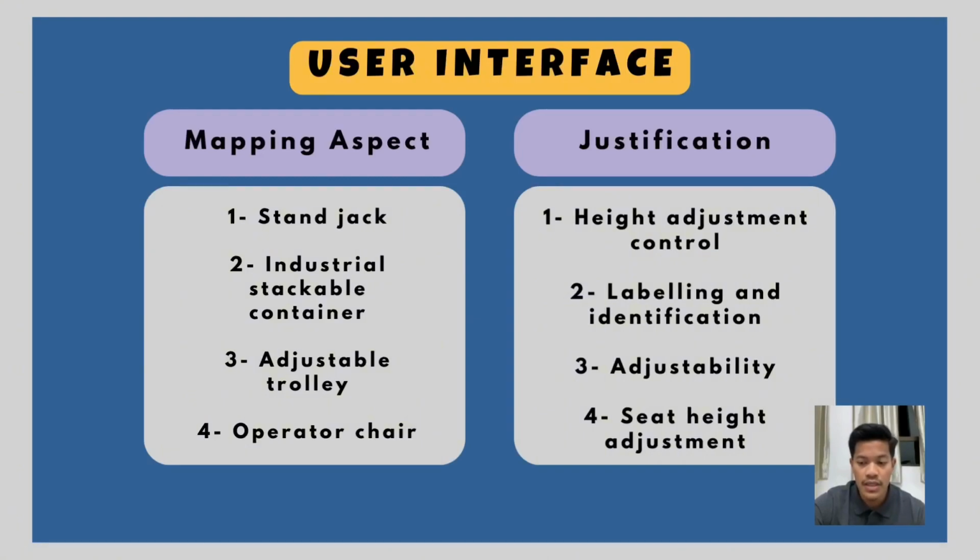The third is the adjustable trolley, with adjustability. An ergonomic trolley should offer adjustable features such as height, handlebar, and serving position. This ensures that workers can customize the trolley to their specific needs, minimizing strain from awkward posture and movement. The last is the operator chair, with height adjustment. The mapping of this adjustment allows workers to position their feet flat on the floor, with knees bent at a 90-degree angle, promoting proper alignment of the spine and reducing pressure on the lower back and legs.